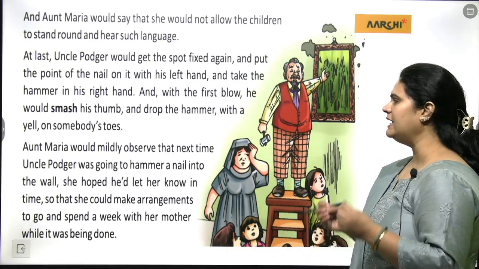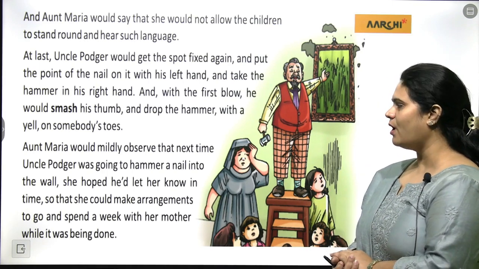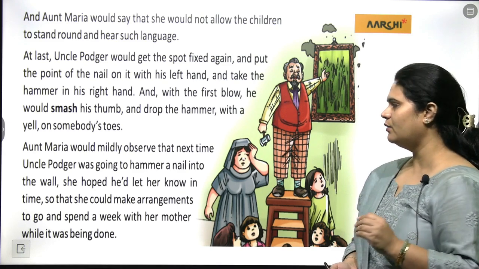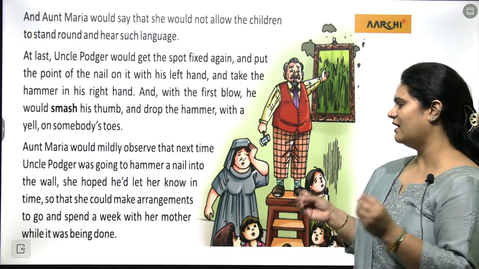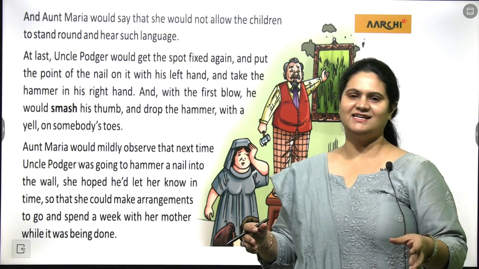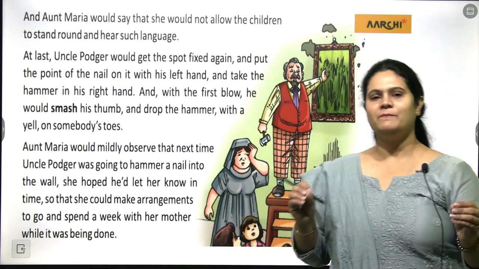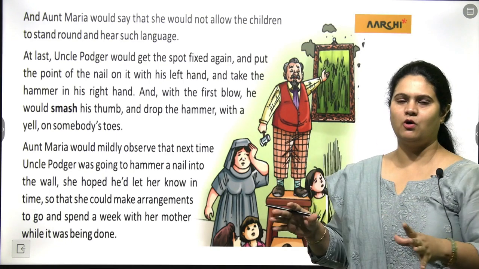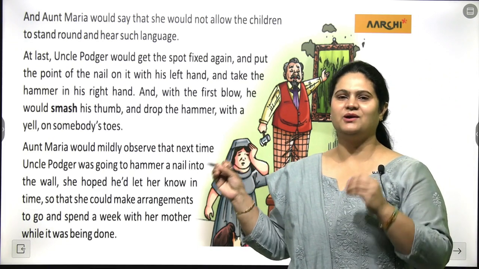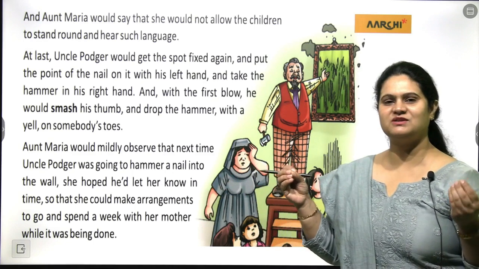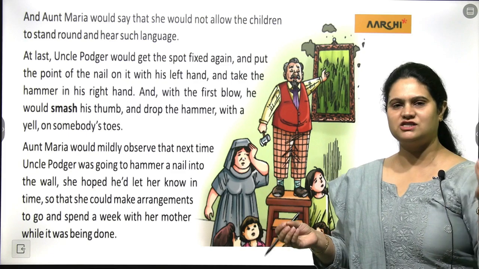Aunt Maria would mildly observe that next time Uncle Podger was going to hammer a nail into the wall, she hoped he would let her know in time so that she could make arrangements to go and spend a week with her mother while it was being done. She said in a low voice that next time Uncle Podger is going to put a picture on the wall and hit a nail, I am going to go and spend a week with my mother, right? So she was taunting in a way that Uncle Podger is taking so much time to do such a small task.